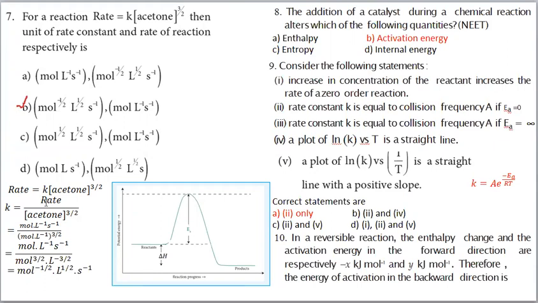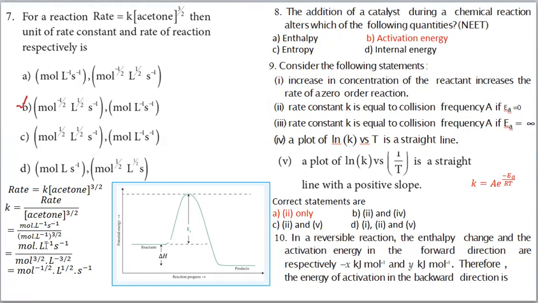Then we can substitute the units. Rate is mole per liter per second. The concentration unit is mole per liter, power 3 by 2. Then we remove the bracket. Numerator no change. In the denominator we remove the bracket, so we'll get mole power 3 by 2, liter power minus 3 by 2. Then we can move this to the numerator. Mole power 1, and this one going to the numerator gives mole power minus 3 by 2. So mole power 1 minus 3 by 2, we'll get minus 1 by 2.